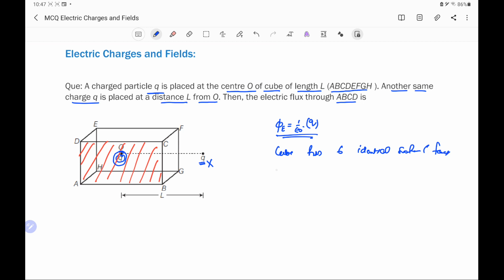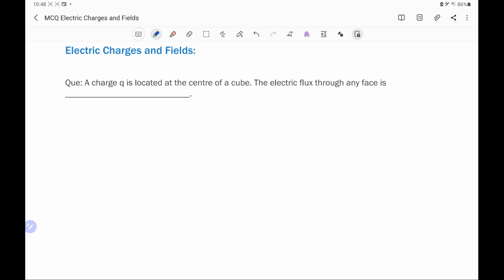Therefore, the flux linked with any of the surfaces, here we are considering the surface ABCD, which is one of the faces, and all faces are identical, and there are 6 identical faces. So the flux linked with one face will be 1/6 of the total electric flux, and it will be equal to 1/6 of q by epsilon naught. This is the answer. Question is: a charge q is located at the center of the cube.